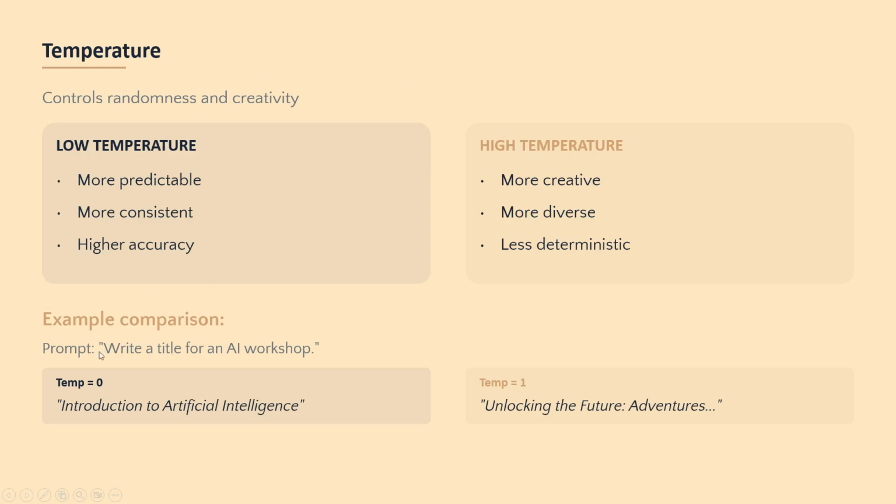For example, the prompt is: write a title for AI workshop. If temperature is 0, it would give an introduction to artificial intelligence. If it is higher, it would be slightly creative, and when it is high temperature, it would also lead to something which is not relevant. So, there should be some trade off between where we use the low temperature and high temperature. We will do a small exercise on this either in this session or in the next session.